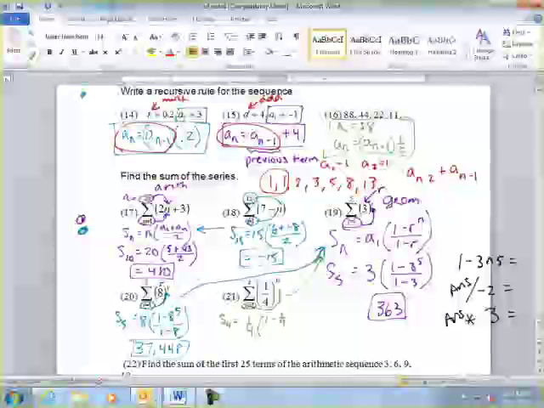1 minus r, the ratio, is whatever has the exponents. That's 1/4. And n is 4. Now with this one, you just have to be really careful on the calculator as far as parentheses go. So I'm going to go 1 minus 1/4 in parentheses to the power of 4 and hit enter.